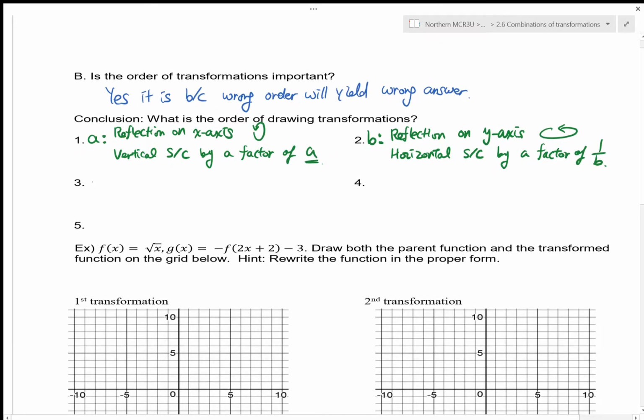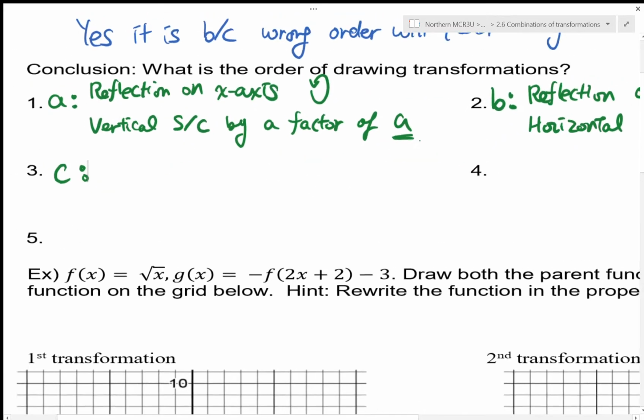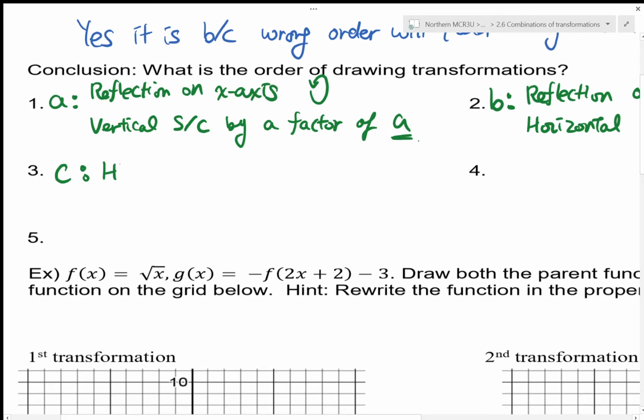Then the third one is the c. This is the horizontal translation either to the right or to the left by c units.